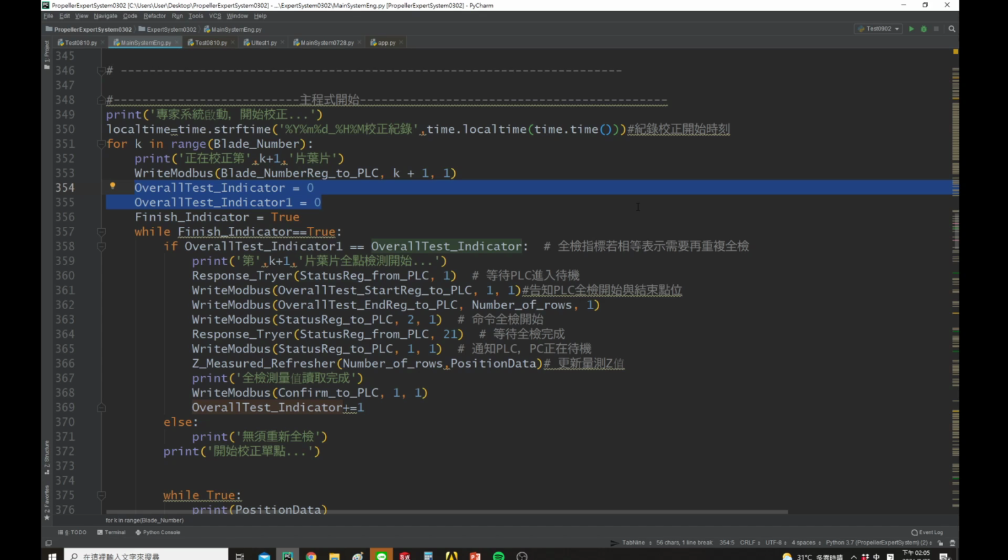Can you understand, any questions? For the overall test, does it mean testing all the blades? No, blade 1, all of the points, not all of the blades. Okay, yes, I know.